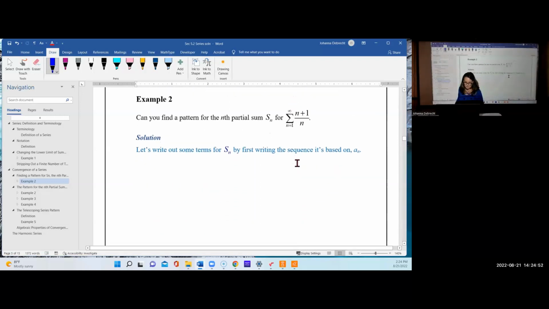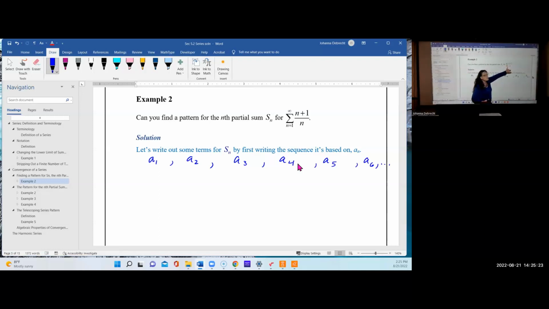So let's write out some terms for S sub n by first writing the sequence that it's based on, a sub n. We're starting with n equal 1, so we have a1, a2, a3, a4, a5, a6, and so on. Now, what would these come out to be? Well, the formula for a sub n is (n plus 1) over n, starting with n equal 1. So 1 plus 1 gives me 2 over 1. Then I end up with 3 over 2, and then 4 over 3. You can see the pattern starting to develop here. The numerators and denominators are increasing by 1 each time.